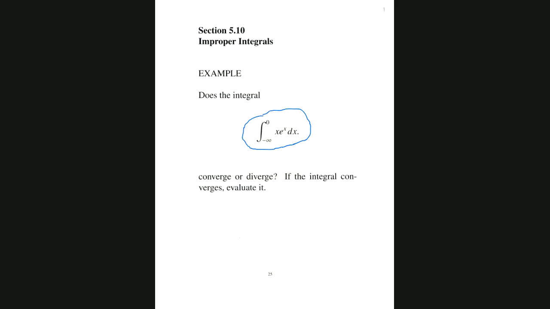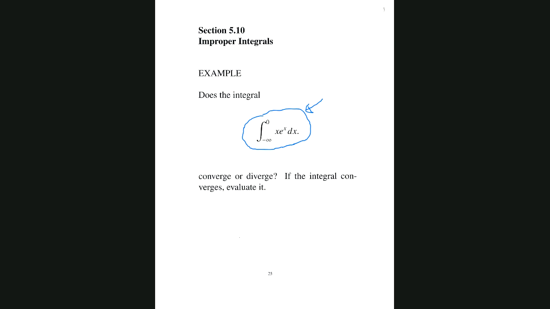Okay, so from our last class, we were working on this example. We didn't finish it. From section 5.10, we're asking if this improper integral converges or diverges. Converges means that the improper integral has a finite answer. So remember, what is this?